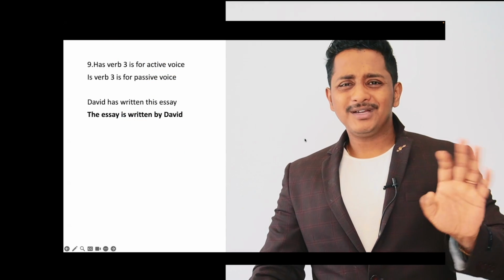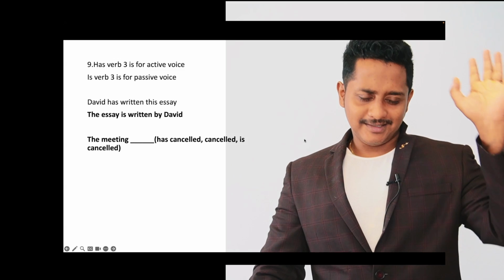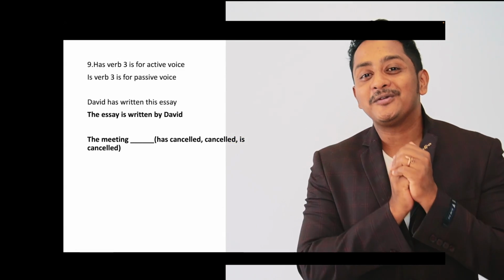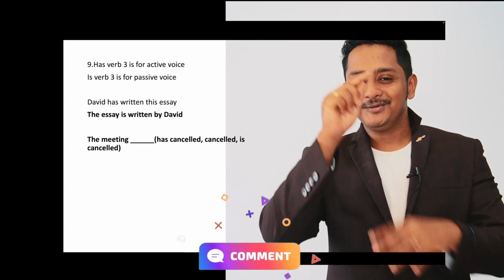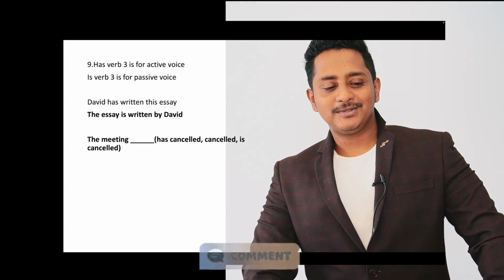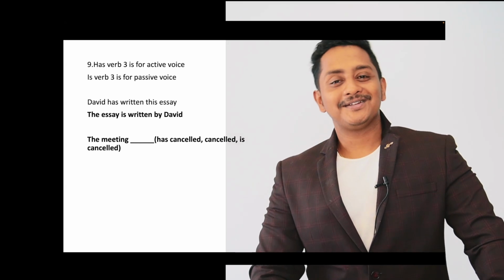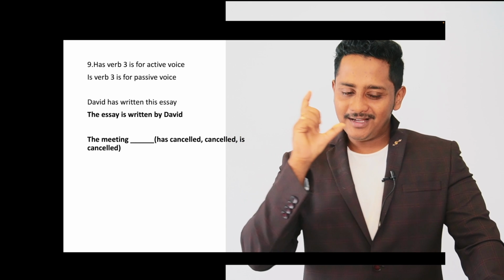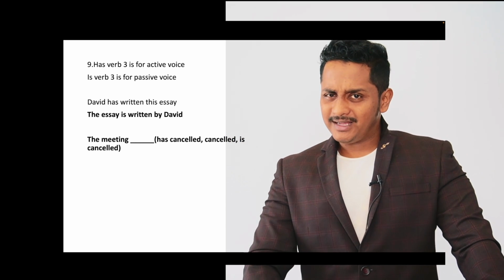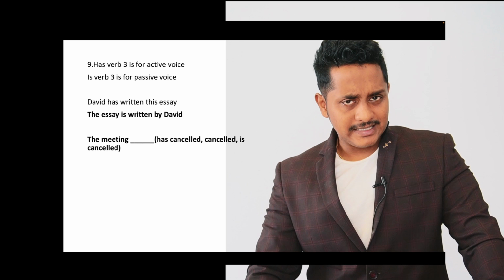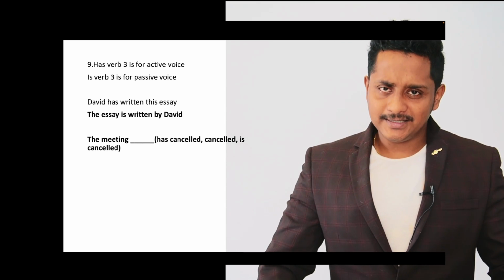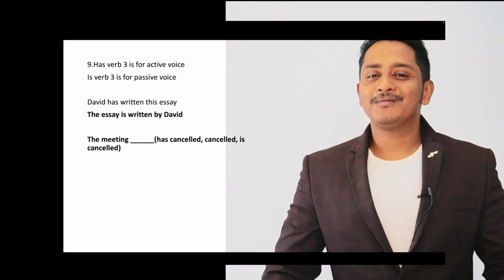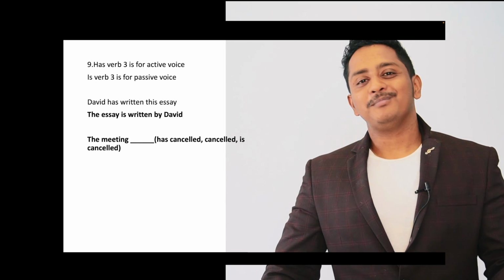So why am I showing you these complicated concepts? Answer this. I'll not intervene, I'll not tell the answer. I'm requesting every one of you to leave a comment. I really want to see how good or how bad a teacher I am. The meeting, dash. Take a screenshot. Is it "meeting has cancelled", "meeting cancelled", or "meeting is cancelled"? I want the correct answer. Whoever writes the correct answer will get a proper reply from me.